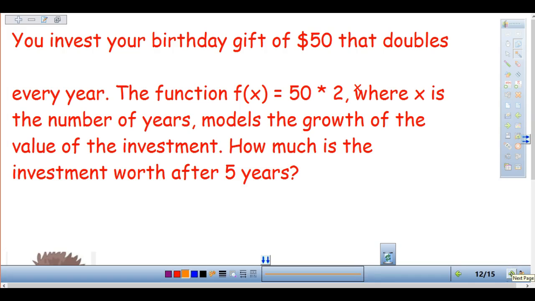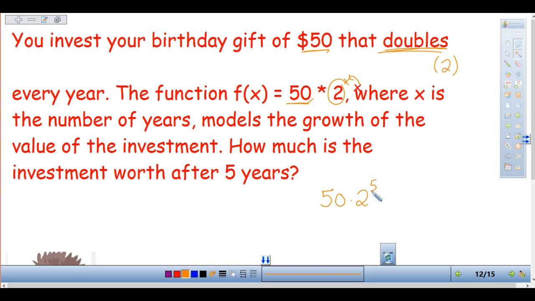All right, so next topic here is just looking at some application problems. So you invest your gift of money, $50, that doubles every year. That's a pretty good investment. So you notice here my function is f of x. The initial amount you got is 50, so you notice that's what I put first. Then we're growing it, it's doubling, so that's going by 2, so that's where that number came from. And then our x here is the number of years. So I want to know how much your investment is worth in 5 years. We're going to go 50 times 2 to the 5th power.